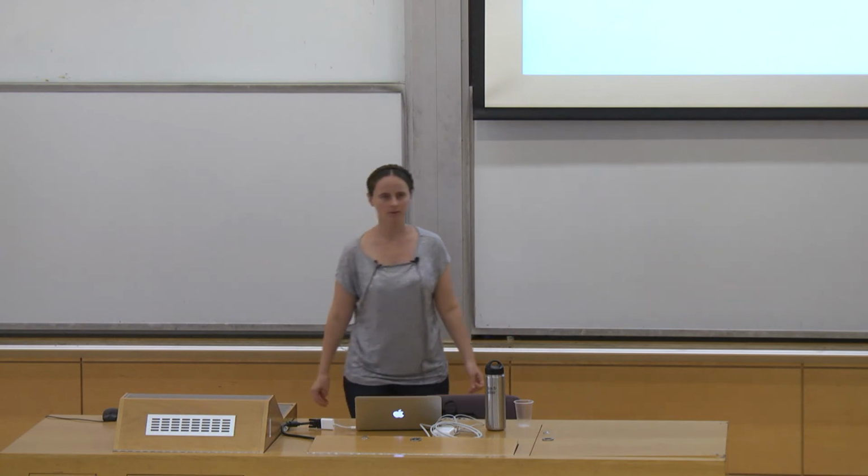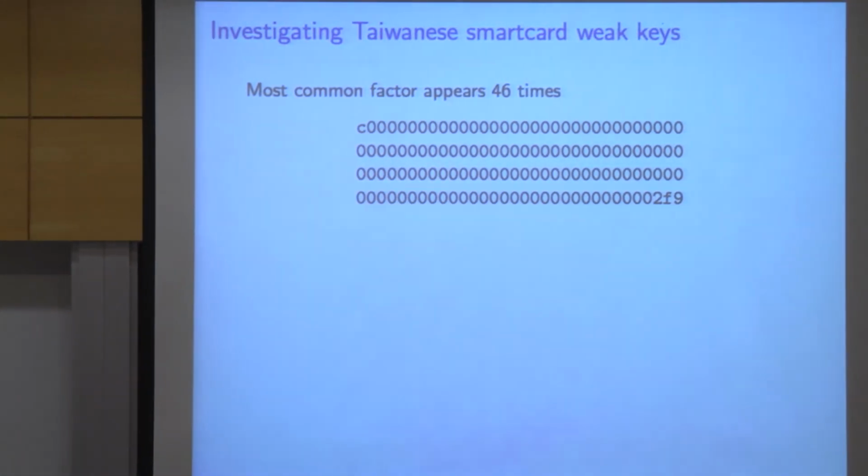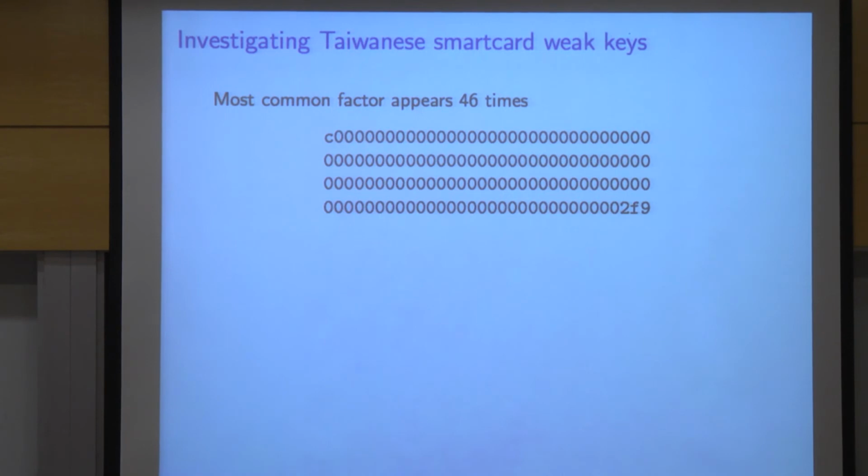So what's going on with these Taiwanese keys? Just to recall, we factored 103 keys out of something like 3 million by computing GCDs. If you take a look at the most commonly repeated factors, this is the most common shared factor of these keys.